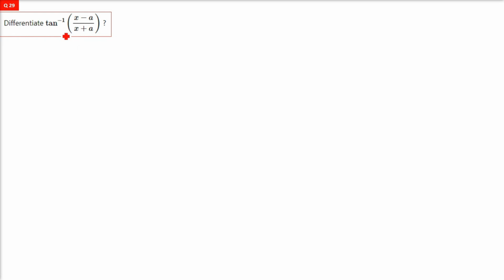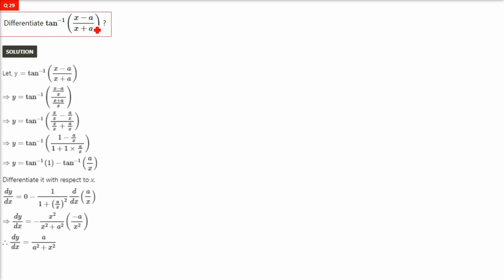Differentiate tan inverse of (x minus a) by (x plus a). Okay. So for this, again, divide it by x so that you get a relation in terms of tan, because tan inverse is already outside. So let us divide the numerator and denominator by x. So what do you get? 1 minus a by x divided by 1 plus a by x. So we assume that it is 1 and a by x. The first one is 1. The second one is a by x.